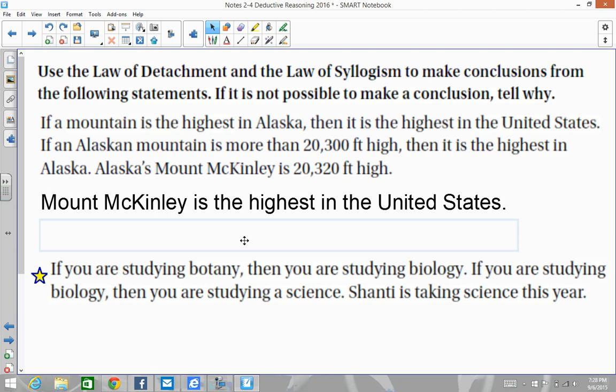Because remember what it said, highest mountain in Alaska, that's the highest in the United States. And it says in order to be the highest mountain in Alaska, you got to be more than 20,300 feet. And McKinley was higher than that. So it's kind of a little bit of a combination of syllogism and detachment together. You have this one down at the bottom to do, so make sure you have that one in your notes also.